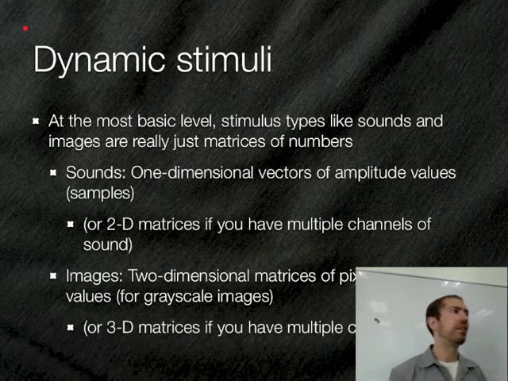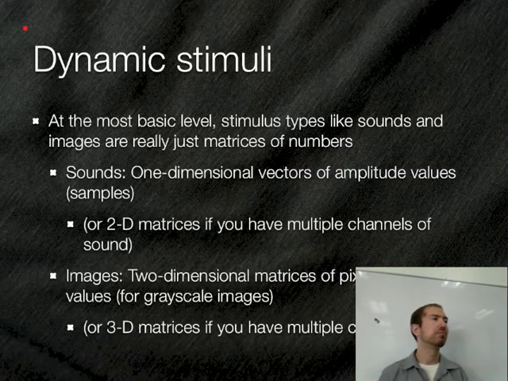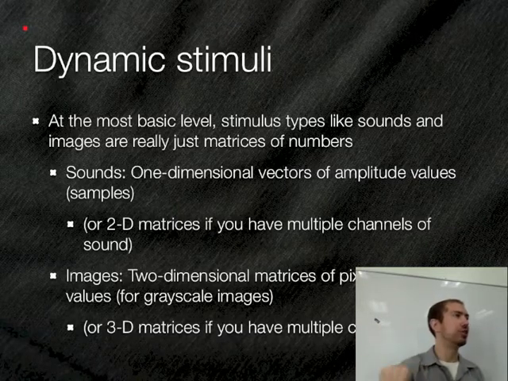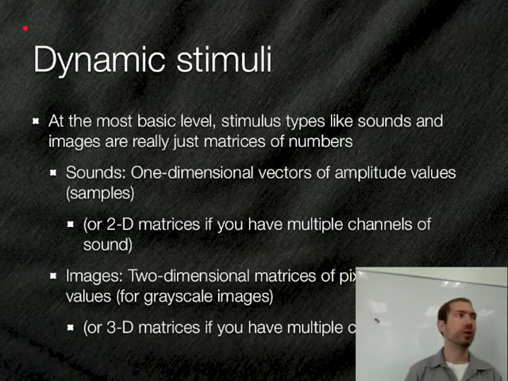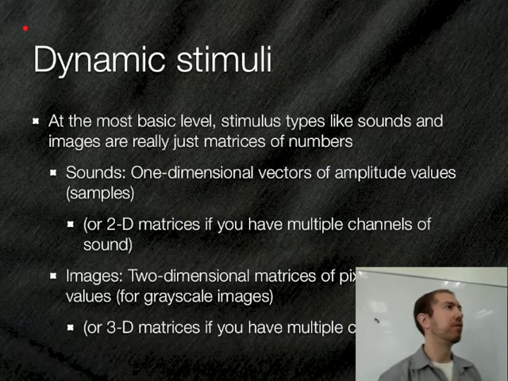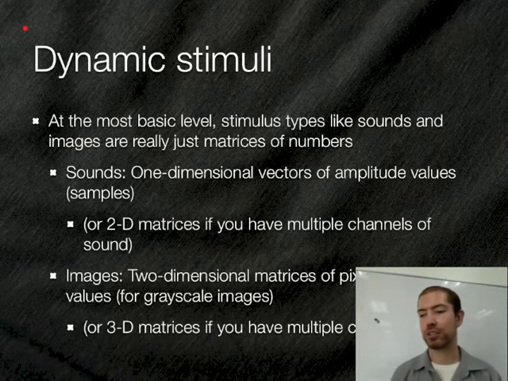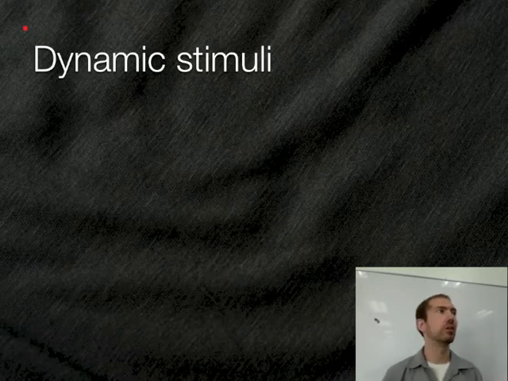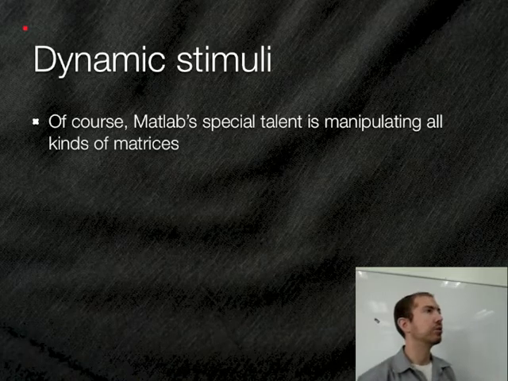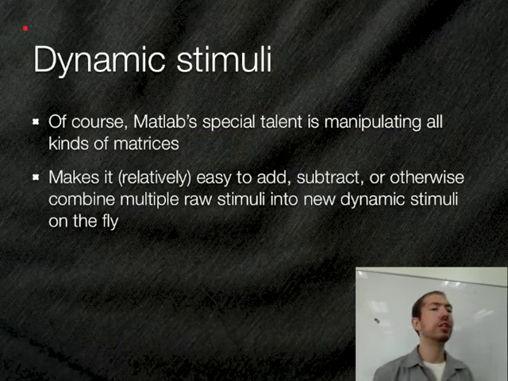And of course, if you have multiple color channels, like a color image, then you've actually got a three-dimensional matrix because it's a two-dimensional image in red, a two-dimensional image in green, and a two-dimensional image in blue. So what you've really got is an X by Y by 3 matrix to represent a color image. But a grayscale image is just a 2D matrix of brightness values. The main point is that in a computer, sounds and pictures and things like that are represented by grids of numbers. And of course, MATLAB's special talent is manipulating all kinds of matrices, all kinds of grids of numbers.